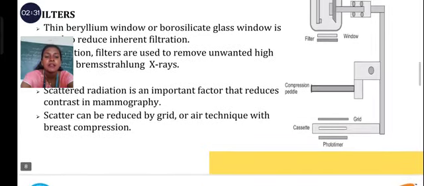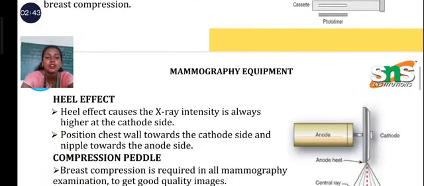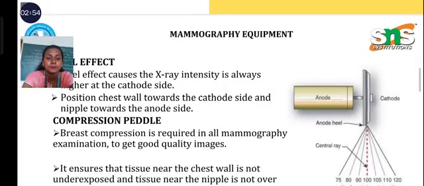Grid. Scattered radiation is an important factor that reduces contrast in mammography. Scatter can be reduced by a grid or the air gap technique with breast compression. Heel effect. The heel effect causes the X-ray intensity to be always higher at the cathode side. Position the chest wall towards the cathode side and the nipple towards the anode side.